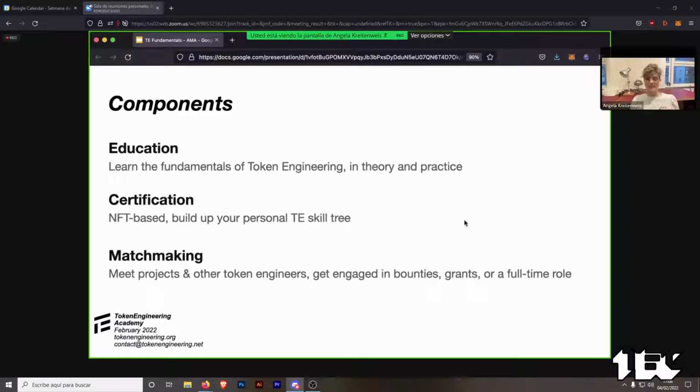And the third block is matchmaking. We also know that many people who started learning token engineering in our courses for themselves, together with the cadCAD community at TE Commons, are now wondering, okay, how can I put my skills to work? Where can I land? Where can I find other token engineers to work with? Or where can I find maybe more experienced token engineers to take over a role in token engineering in exciting crypto projects? And this is one of the goals for TE Fundamentals. We not only provide a course, but also offer matchmaking activities so that you can find your best place to be for creating new token-based economies.